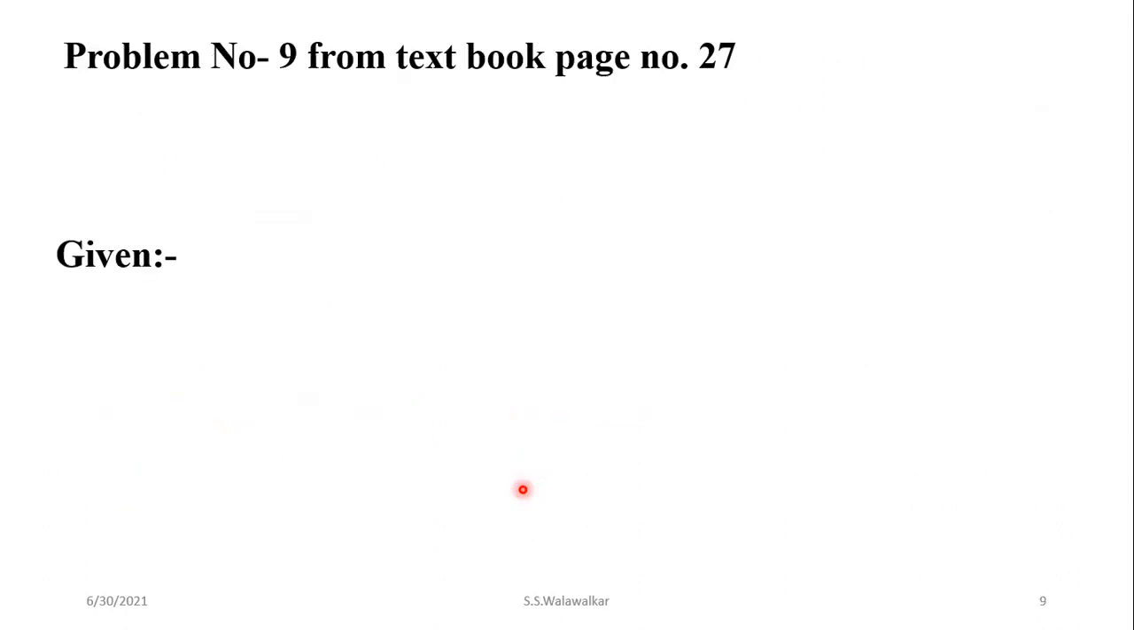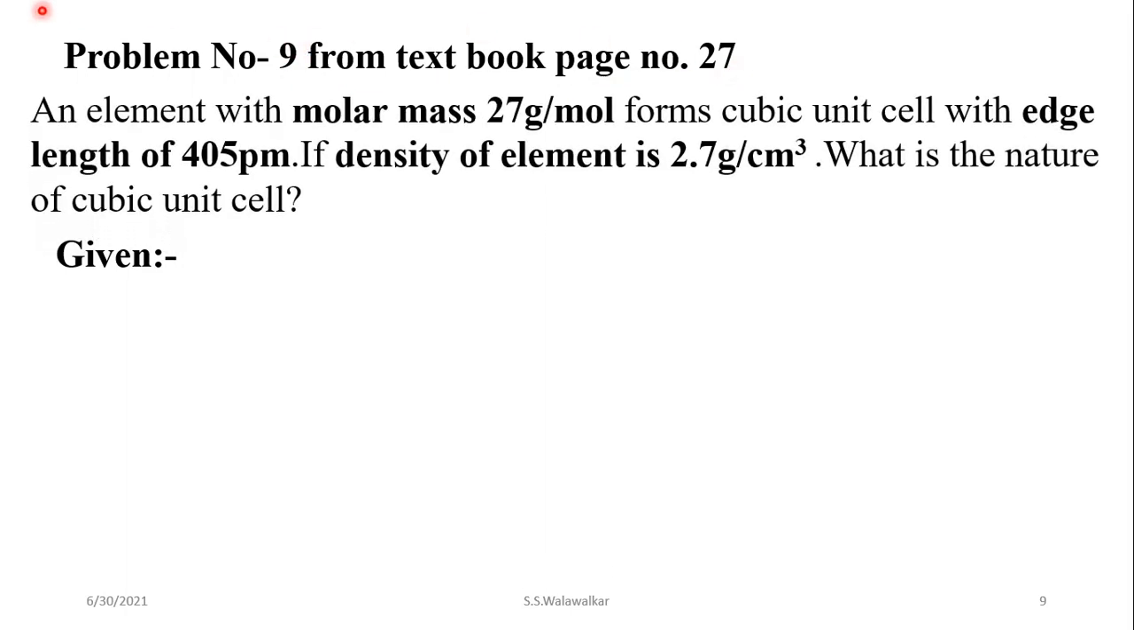Now the second problem we will solve, that is problem number 9 from your textbook on page number 27. See here, an element with molar mass 27 grams per mole forms cubic unit cell with edge length of 405 picometer. If density of element is 2.7 gram per cubic centimeter, then what is the nature of unit cell?